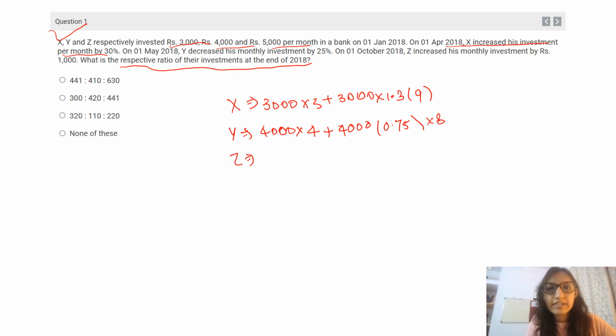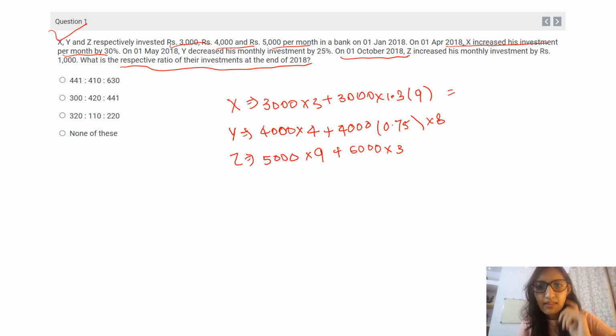And for Z, we can see it started with 5000 per month, and on 1st October he increased by 1000. So that means till September he invested for 9 months, and then he invested 6000 rupees for the remaining 3 months. So let's just calculate the total amount and we'll get the ratios. So this is 9000 plus 1.3 into 9 into 3000. Let's see what we get.